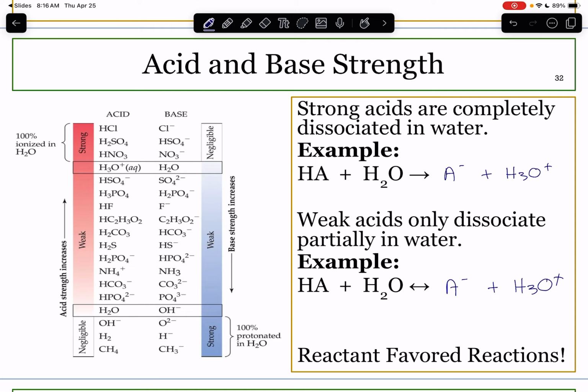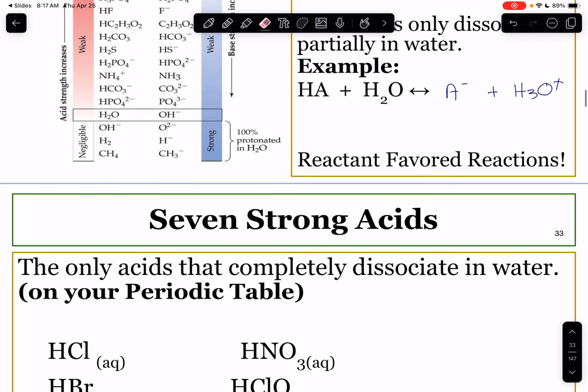These equilibrium reactions are often reactant-favored, meaning in the solution we have all four of these species in the same beaker together, but most of it exists as the reactants, the HA, or whatever the weak acid is, and the water. Very few of the acids lose the hydrogen and turn into A-. So that is a weak acid. Weak acids only partially dissociate. In this section 14.2 and the next one, 14.3, we will be focusing on strong acids and strong bases, but in the next couple of sections after that, we'll look at weak acids and weak bases.